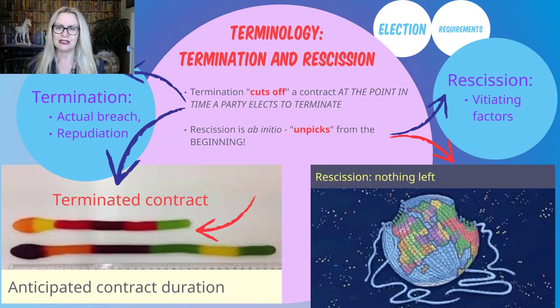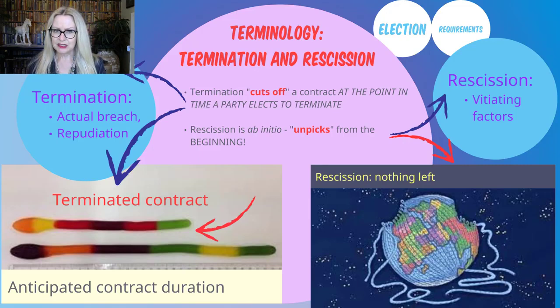The first thing that we need to do when we're talking about termination, particularly in this latter half of the unit, is we need to contrast it very clearly with the concept of rescission. The concept of rescission was covered in the first half of the unit, and it applies to the vitiating factors of mistake, misrepresentation, undue influence, unconscionable conduct, duress, and those kinds of vitiating factors.